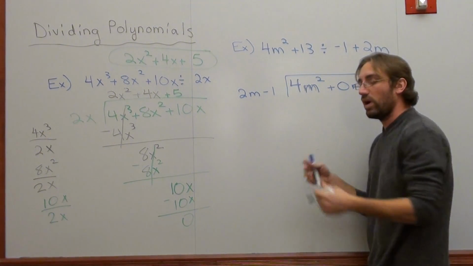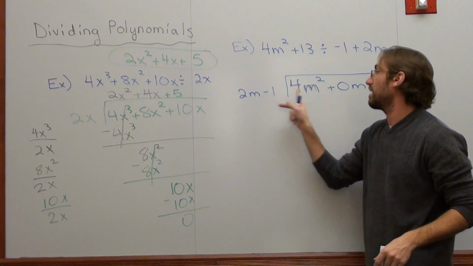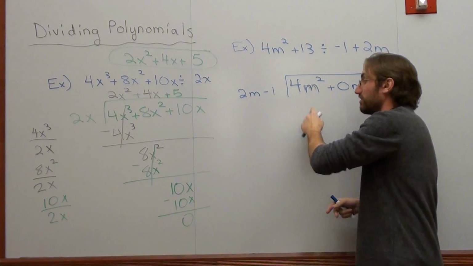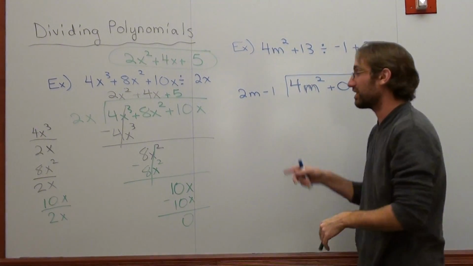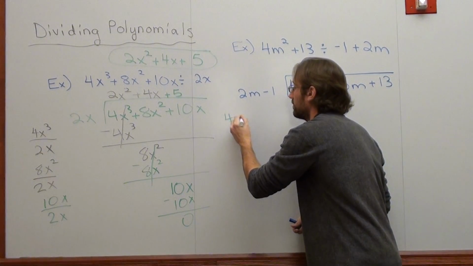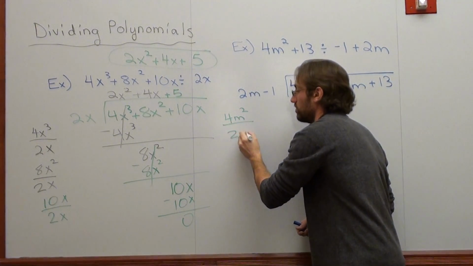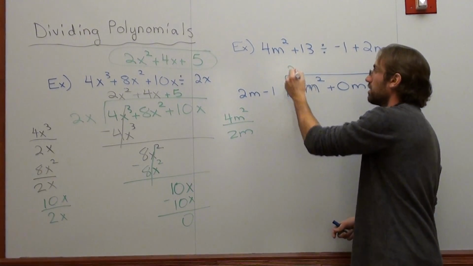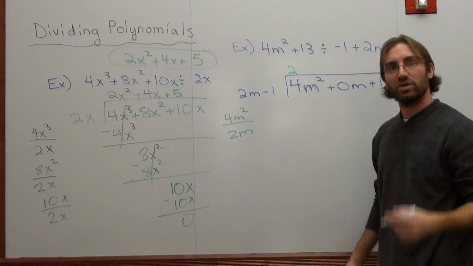What I want to do is take the first term and see how many times it fits into the first term here. How many 2m's are going to fit into 4m squared? If you don't know that off the top of your head, take 4m squared and divide it by 2m. That's what I tell my students to do who don't get it right away. 4 divided by 2 is 2. m squared divided by m to the first is m.